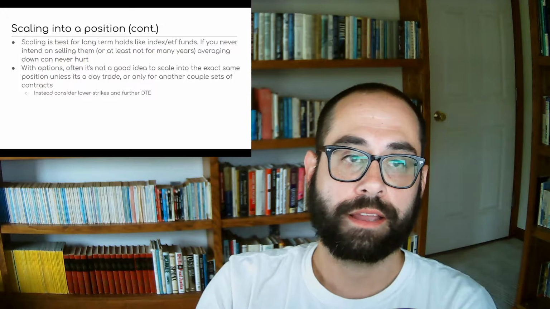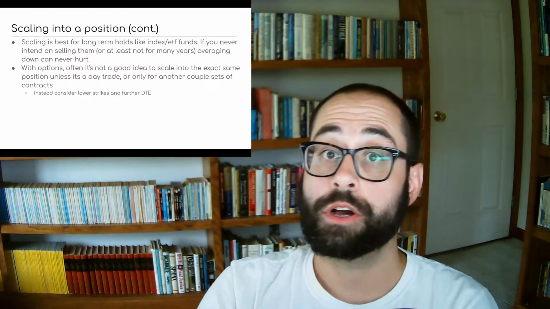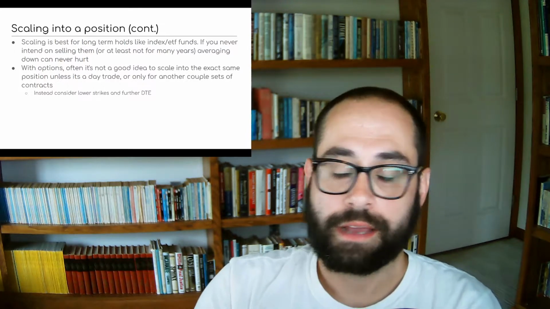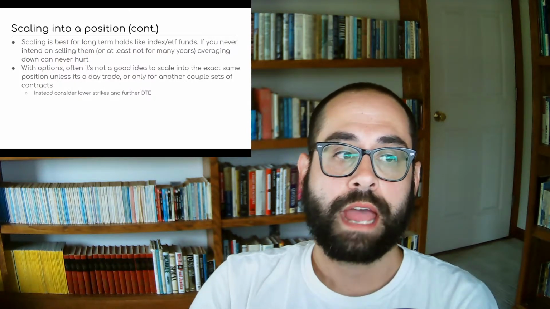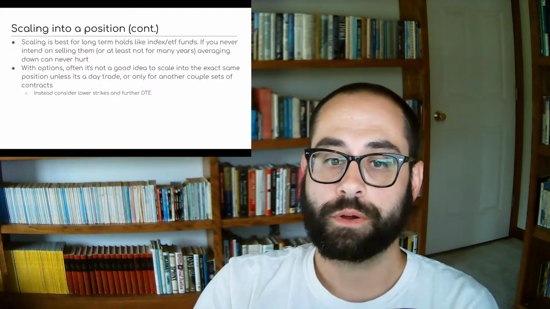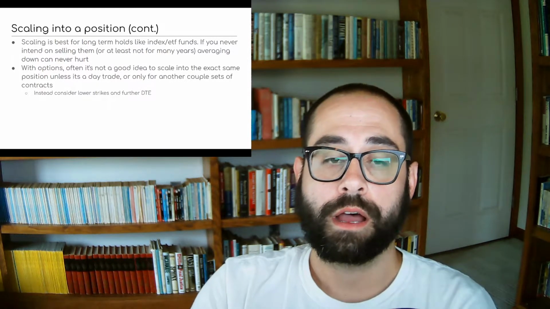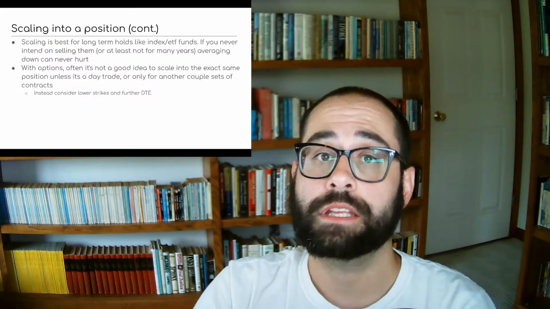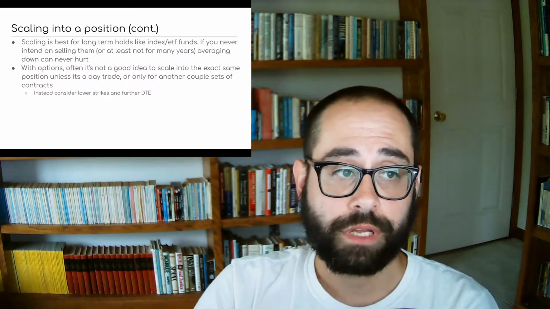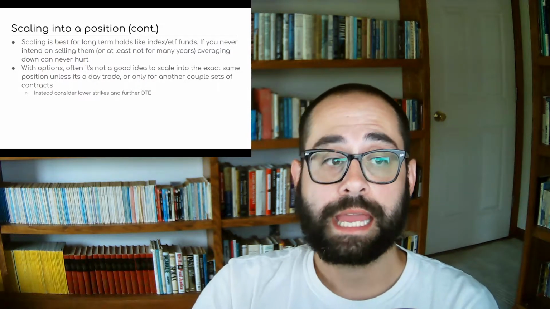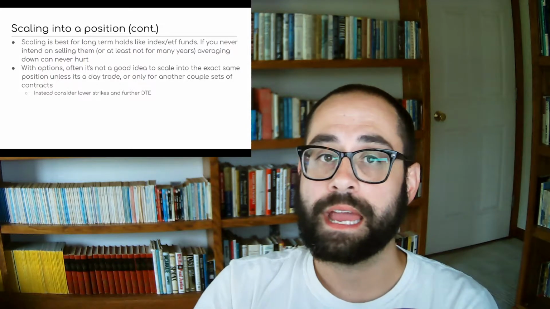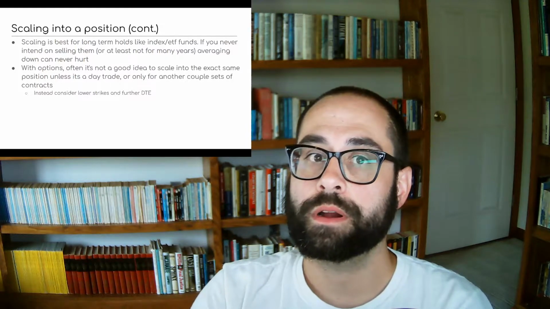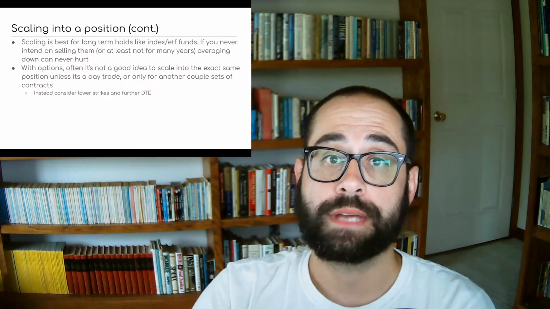So I especially think this is relevant when we're talking about long-term holds like index or ETF funds. If you never intend on selling them, or obviously not for many years, averaging down can never hurt. So in my IRA, I have some SPY, some IWM, all of the different ETFs that you would expect a person to have. I have some of all of them, and anytime I have some extra funds that I can throw into the IRA, I wait for the ETFs ideally to have a dip, and then I buy in.